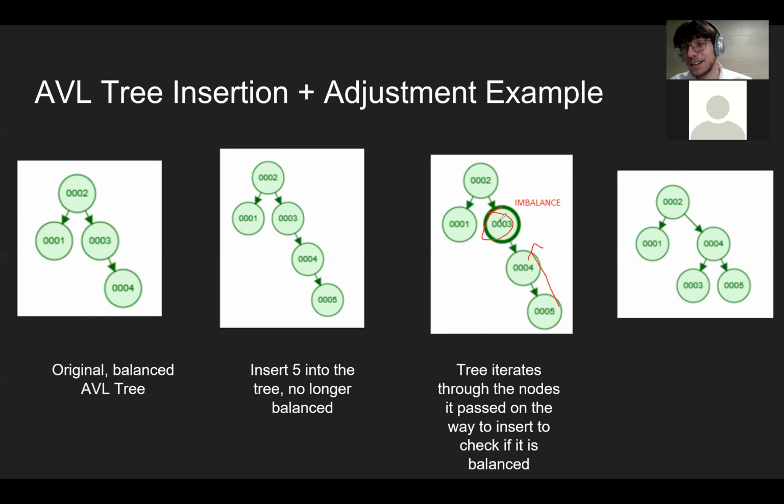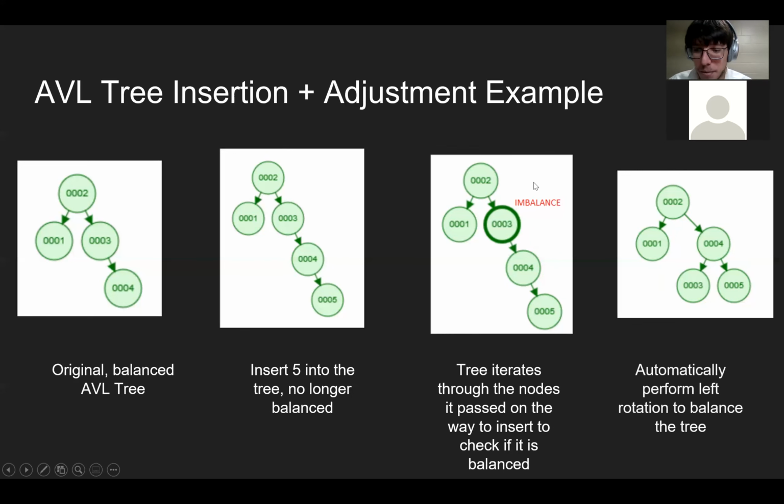And when it does that, it's going to have to rebalance, or do a rotation to fix the balances, right? And the way it's going to do that is it's going to do a left rotation. So the 4 is going to move up, 3 is going to move to the left, and 5 is going to move to the right. We wind up with this as our subtree. So it fixed itself and it's balanced again.